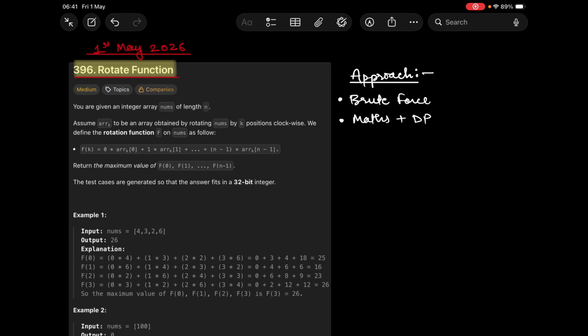Hi guys, let's solve today's Leetcode problem, which is problem number 396, rotate function. Okay, it's a medium problem. Let's read this out. You're given an integer array nums of length n.